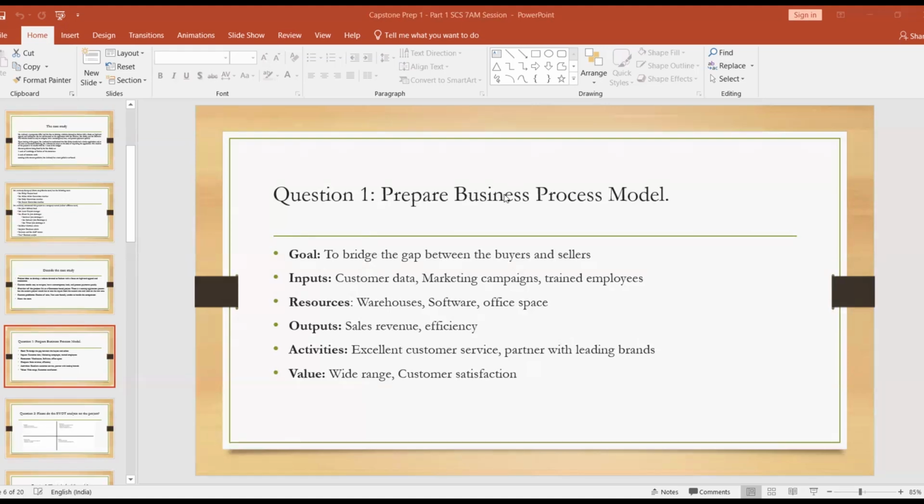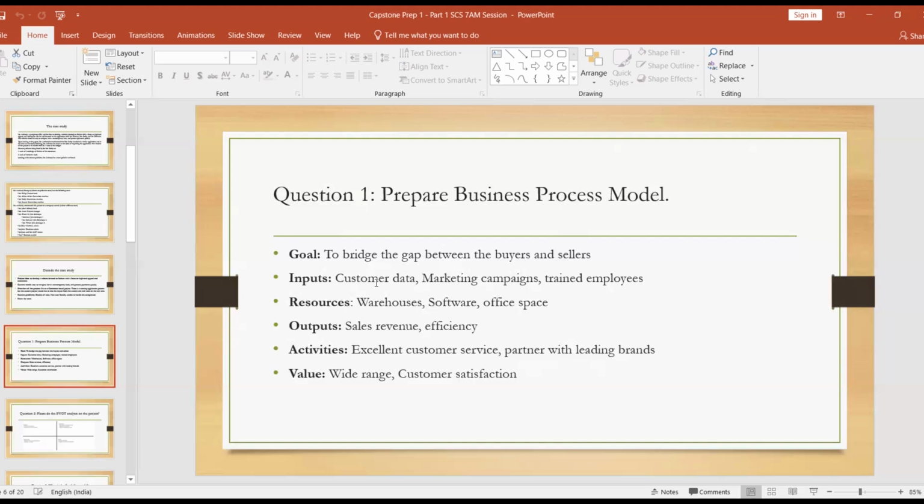So in order to go with this, try to write what exactly the business process model is and define it for this case study, and write the goals, inputs, resources, outputs, activities, and values that are going to be created by this application. For this case study, the goal is to bridge the gap between the buyers and the sellers. Inputs given are customer data, marketing campaigns, and trained employees. Resources are warehouses, software, and office space, as well as human resources.